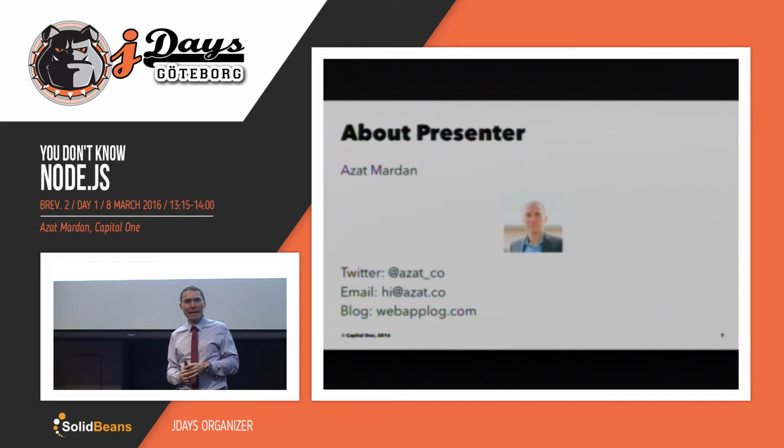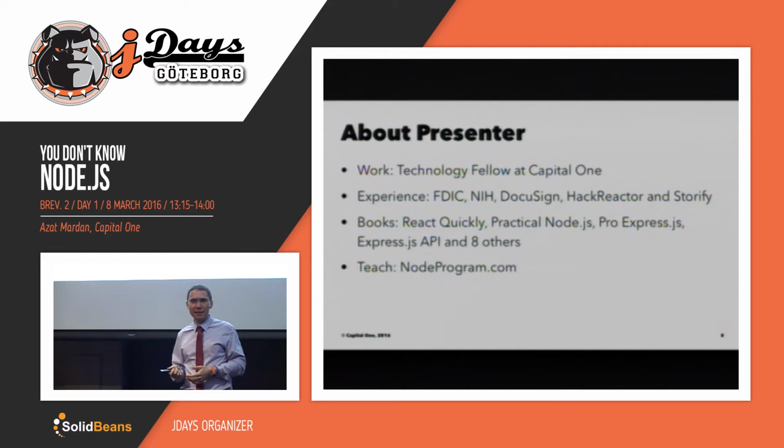A little bit about myself. My name is Azat Mardan. You can find me on Twitter and probably all of the major social media sites. My email is hi@azat.co if you have any Node questions. Currently, I work as a technology fellow at Capital One, a US and UK-based financial corporation. We're using Node.js, among other things like Java, and we're big on data science as well. I've worked with corporations and startups, so I have exposure to different environments. I started as a PHP developer and worked with Java as well. I've published and authored 11 books, most of them on JavaScript and Node.js.